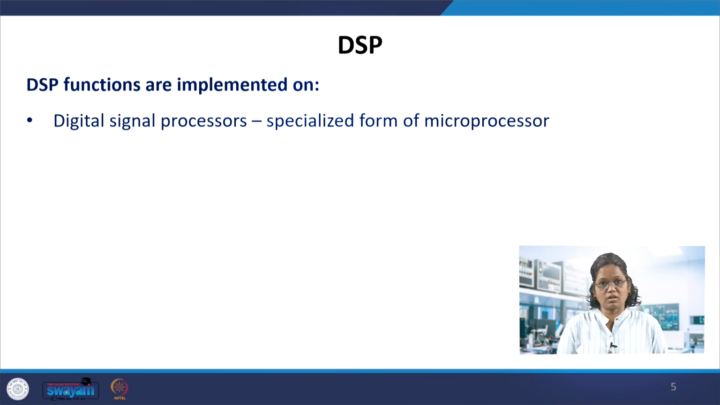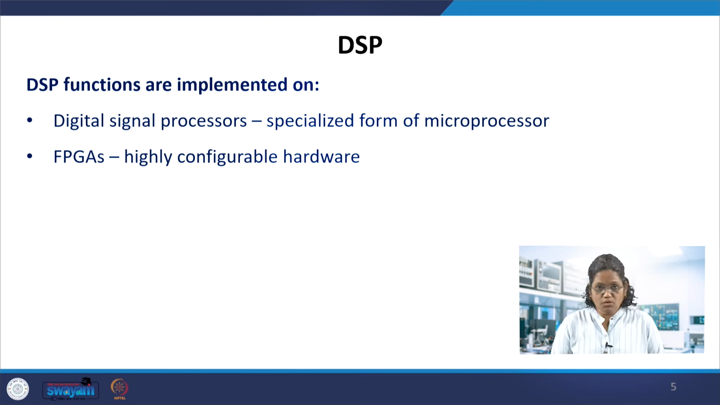Further, DSP functions are basically implemented in two types of devices: digital signal processors and FPGAs. The DSP processors are a specialized form of microprocessors, and FPGAs, as we are looking into in these lectures, are highly configurable hardware.